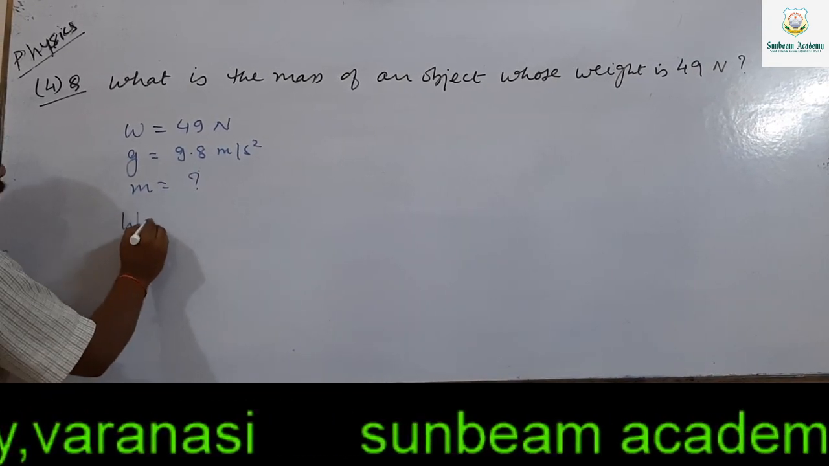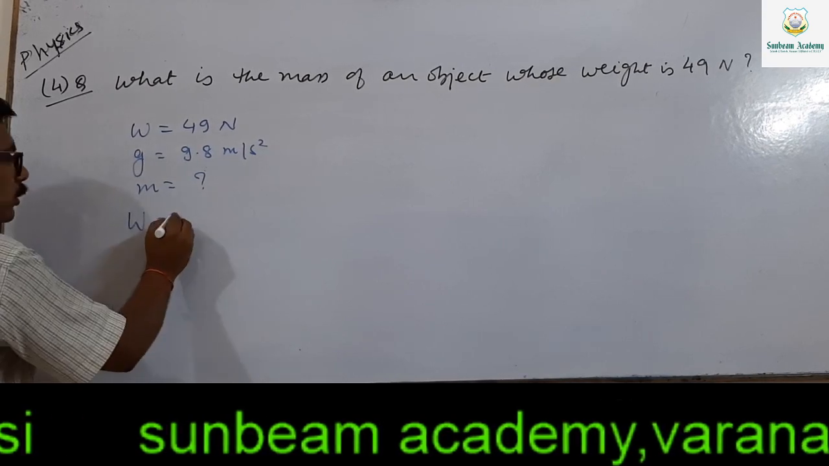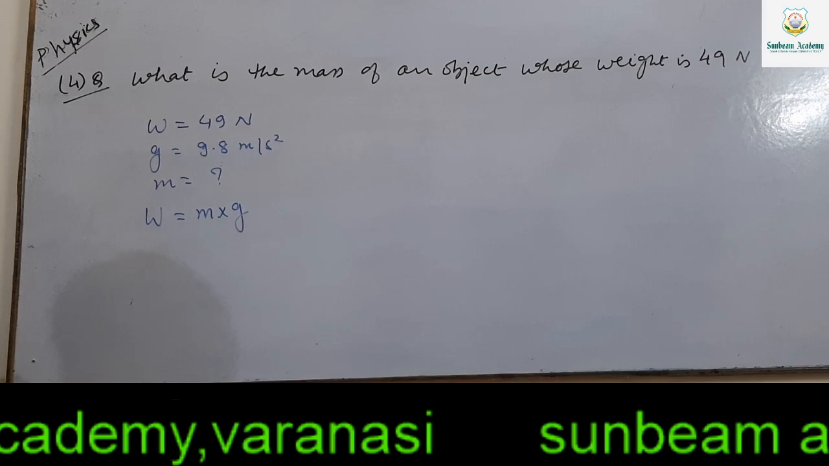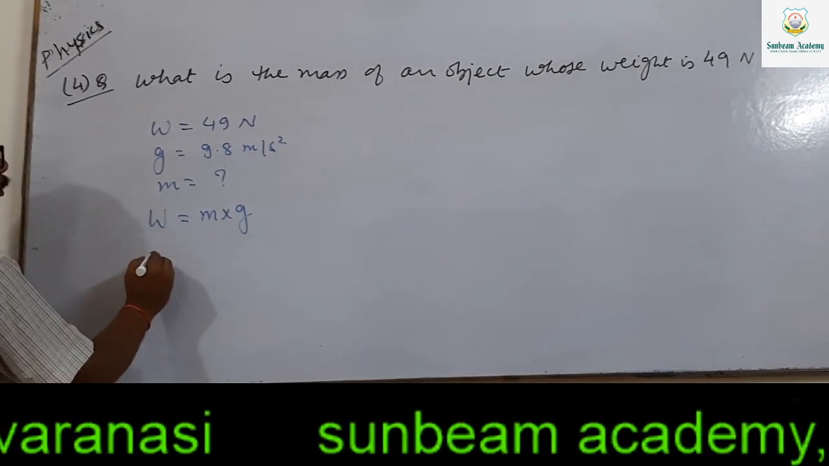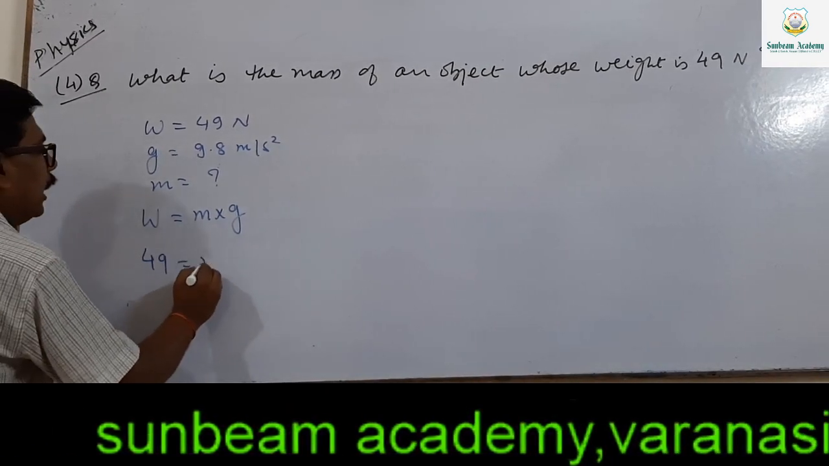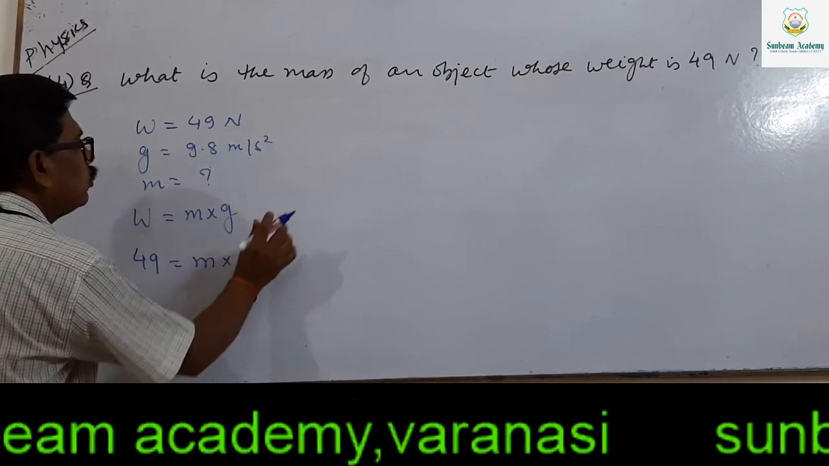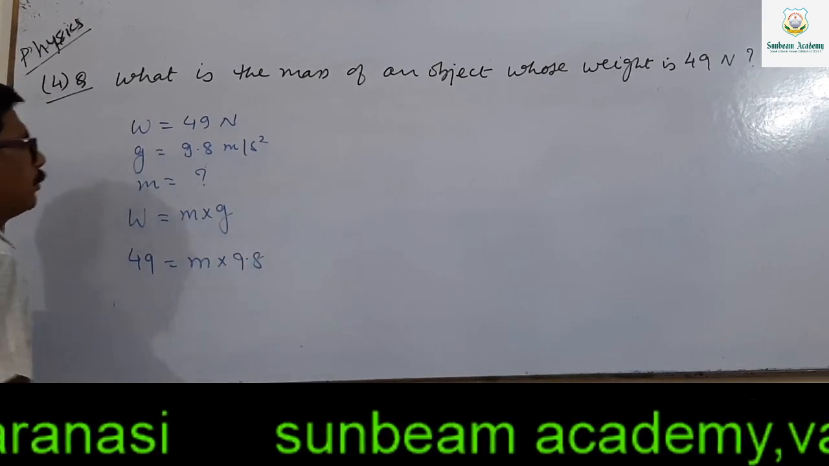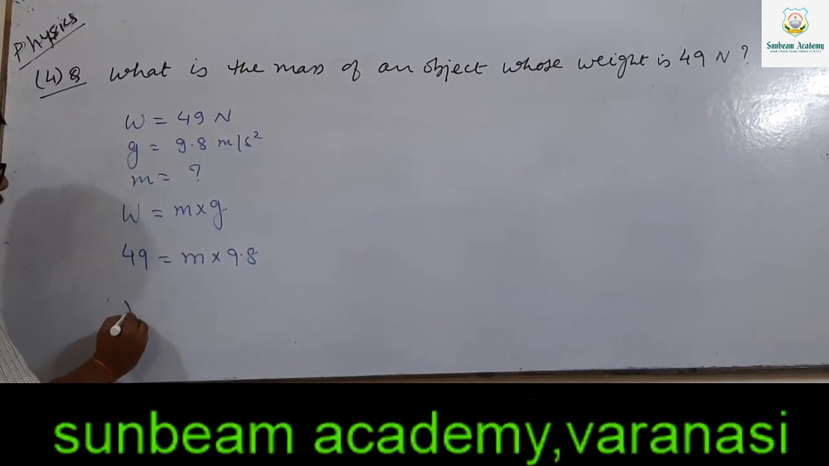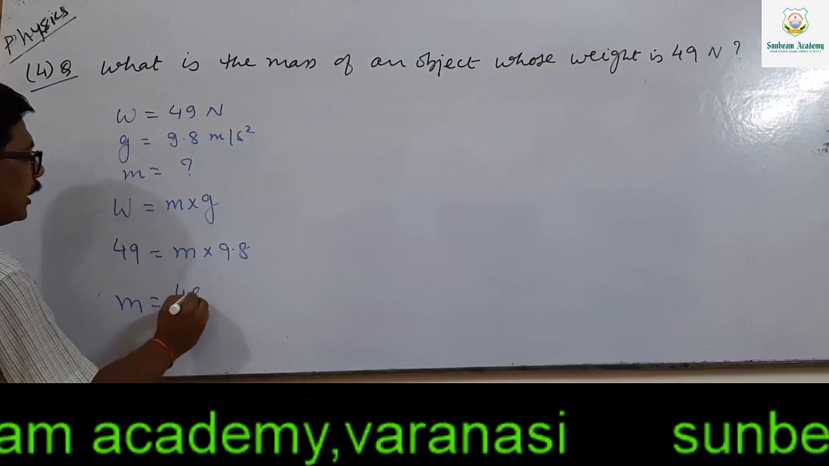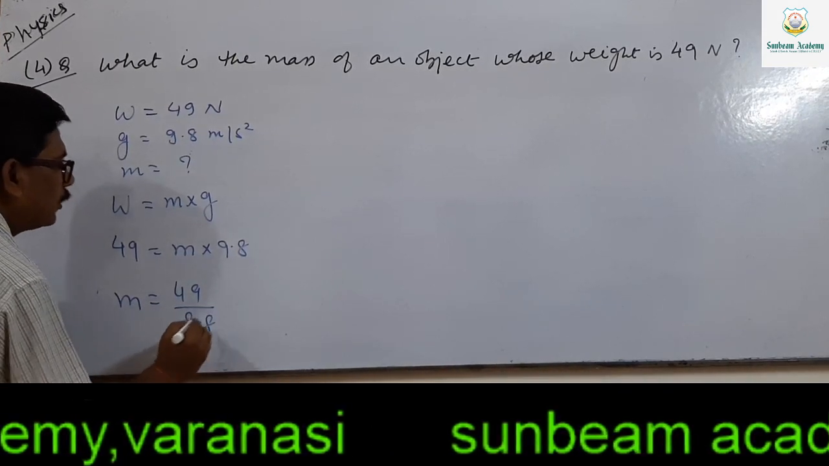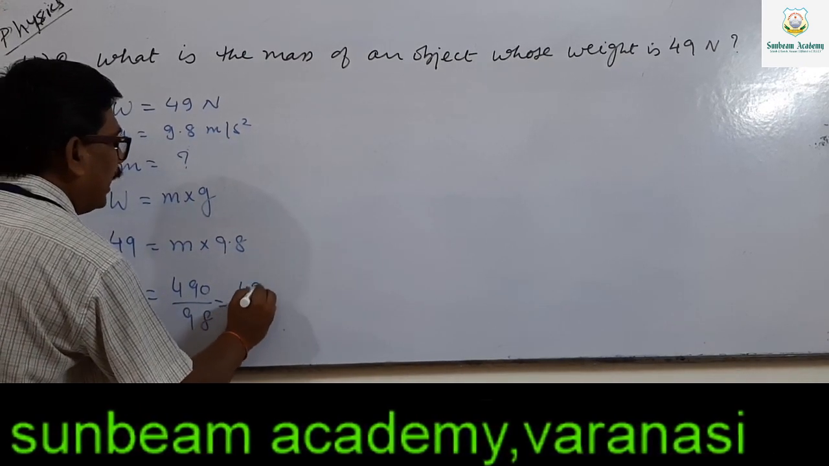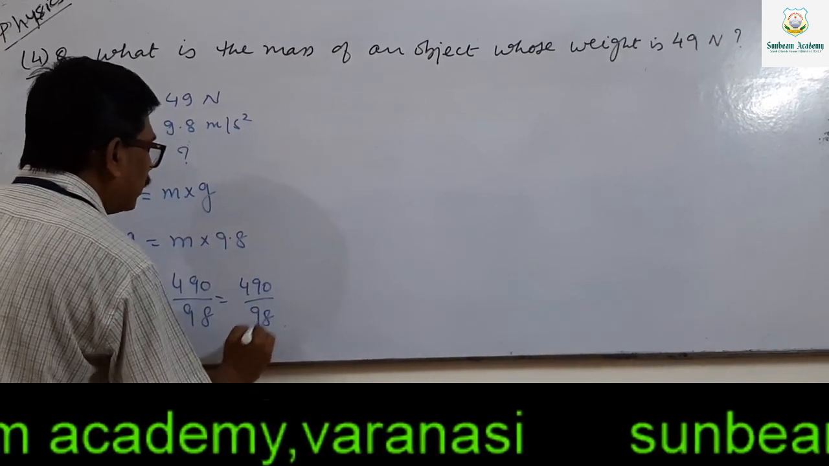You know that W, weight, is the force with which Earth attracts any object towards its center. W is equal to M into g. Here W is given, 49. M you have to find out, into g. The value of g is given how much? 9.8 meter per second square. Now M is equal to 49 upon 9.8. You remove this point and put the 0 here. It will become 490 upon 98.